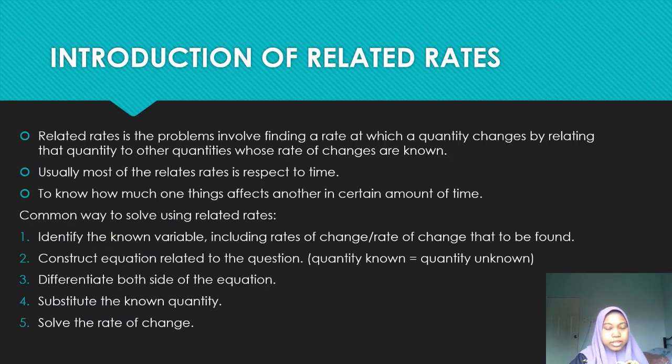First, identify the variables, including the rates of change, and the rate of change to be found. Second, construct an equation related to the question, where the known quantity equals the unknown quantity. Third, differentiate both sides of the equation. Fourth, substitute the known quantities, and fifth, solve for the rate of change.